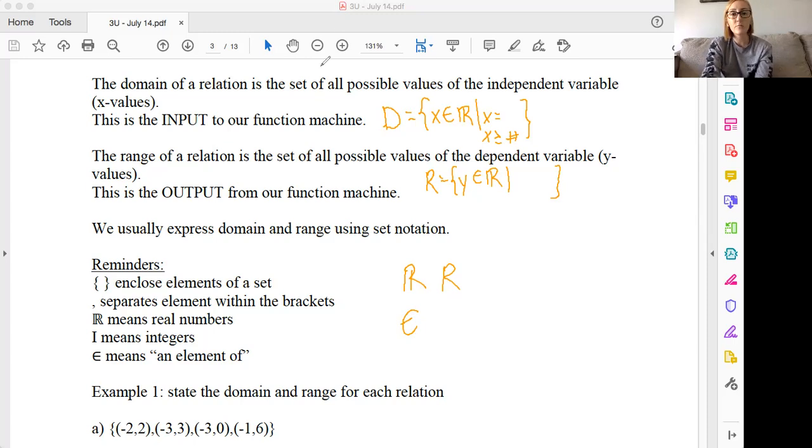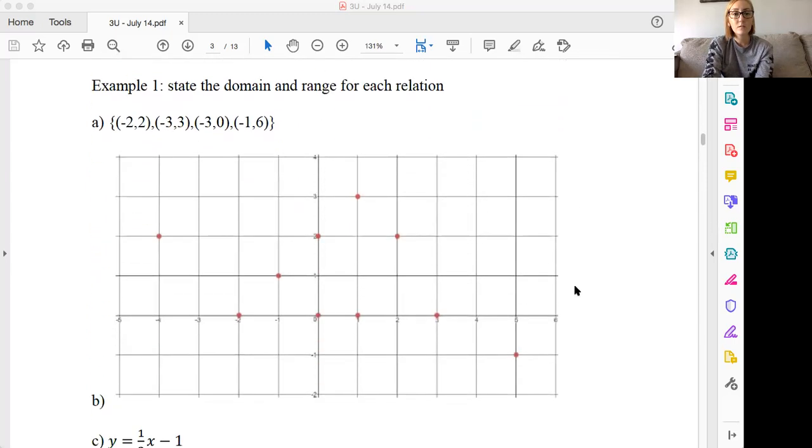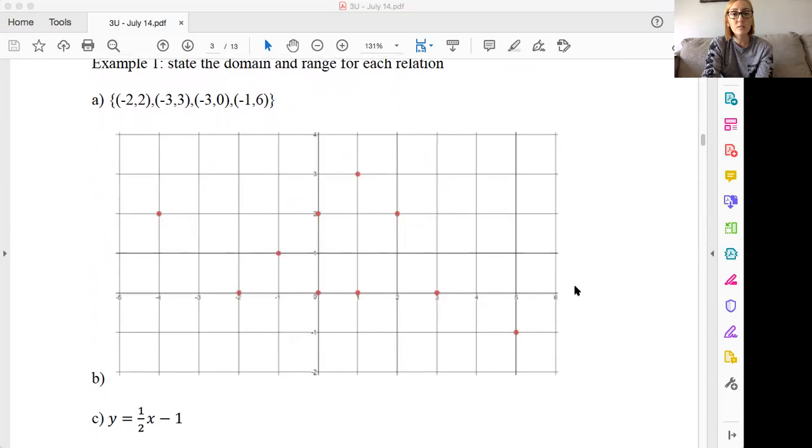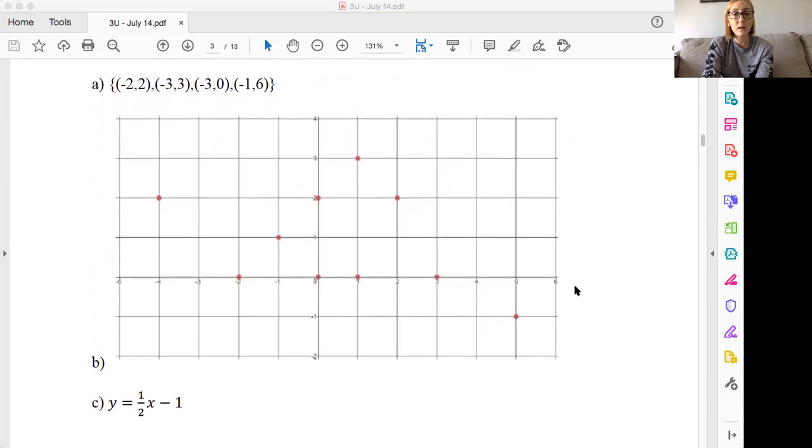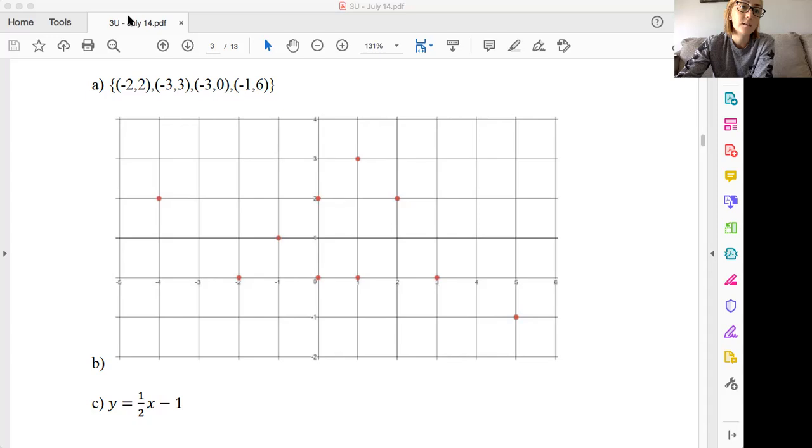And we're going to start off with our examples. So I'm clearing this. For example 1, state the domain and range for each relation. For our first example, we have a set of points, and it is going to get quite repetitive, unfortunately. So if you understand it after a bit, by all means, skip this video.